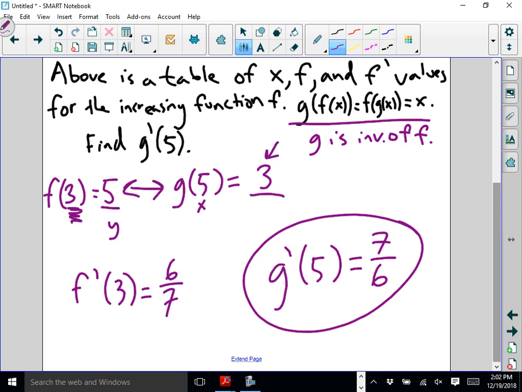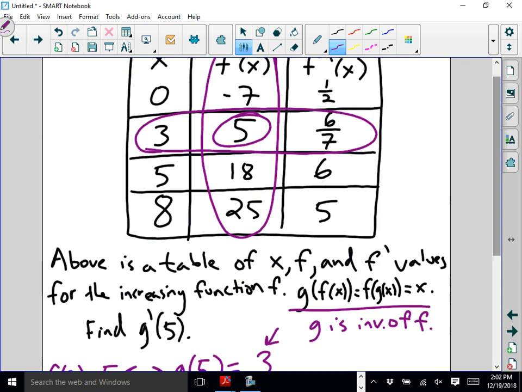Do not fall for this red herring. The only reason that column is included on the table is to trick you into getting the wrong answer. It's a bad column to look at. Remember, the x values won't match on inverses. The x of one matches with the y of the other. So I don't scan the x column for 5. I scan the y column, or the f of x column, for 5.